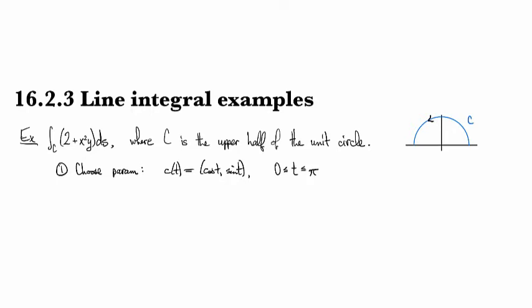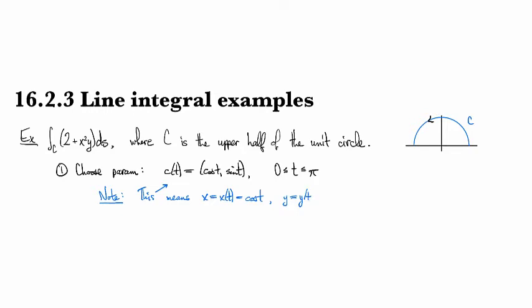Okay, so the important thing to keep in mind that makes everything run for this section is that this parameterization means that x, which we're now thinking of as x of t, is cosine t, and y, which we're thinking of also as a function of t, is sine t. So this is going to determine how we substitute into the integral.